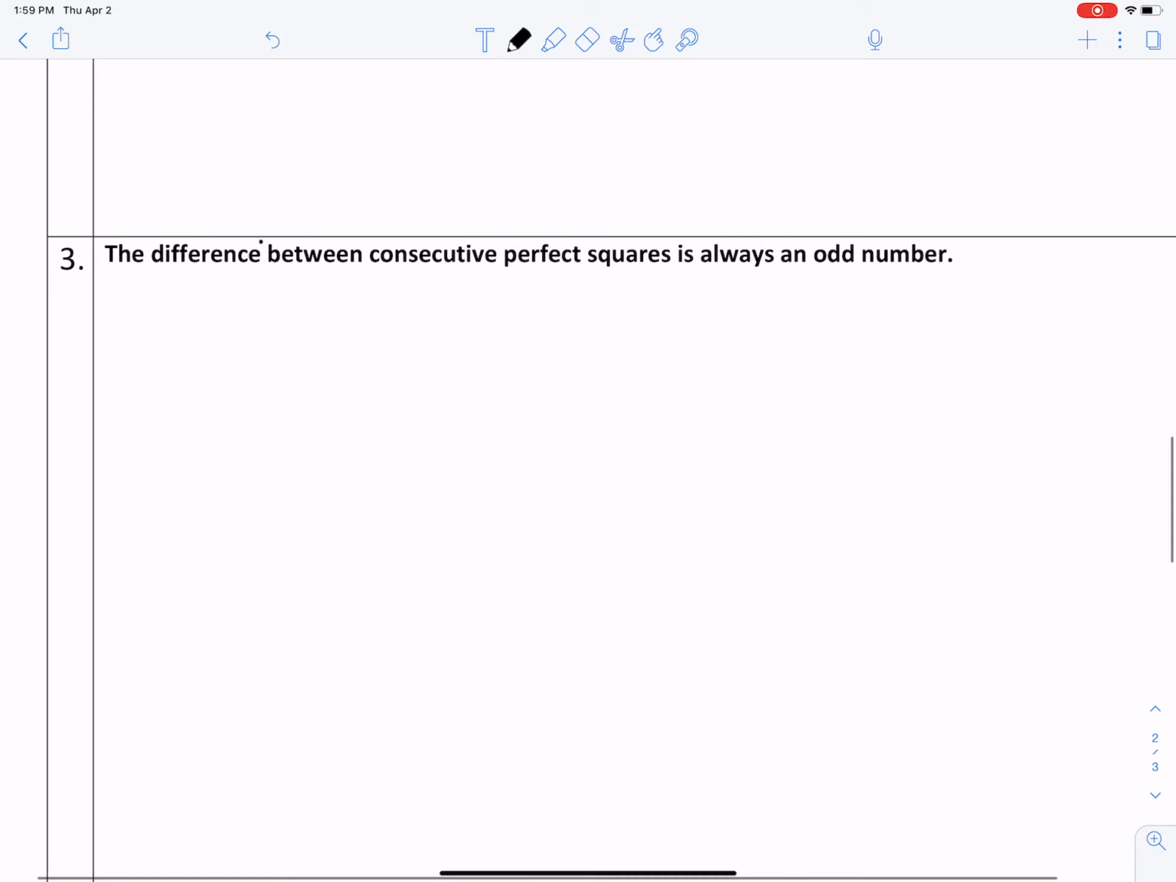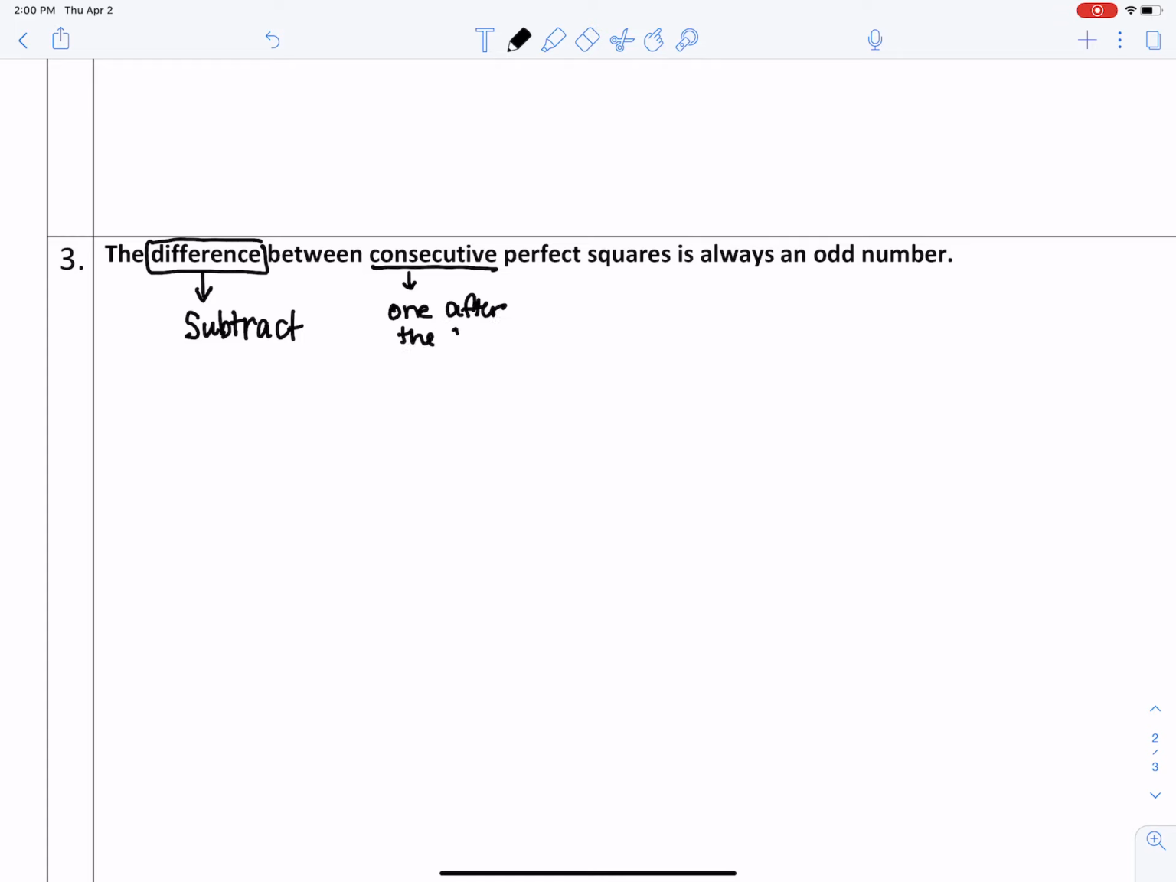Okay, the difference between consecutive perfect squares is always an odd number. Sometimes the hard part of these problems is just to decode the words. The difference means I'm going to subtract two numbers, usually the bigger minus the smaller. Consecutive numbers means one after the other. So for example, 6 and 7 would be consecutive, 7 and 8 would be consecutive, and so forth. Now they say here, what do they need to be consecutive?